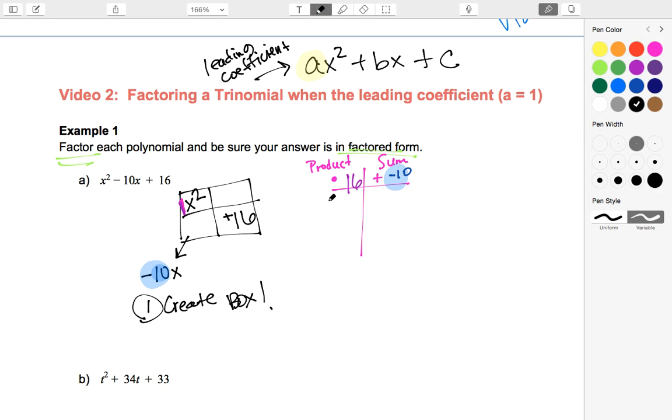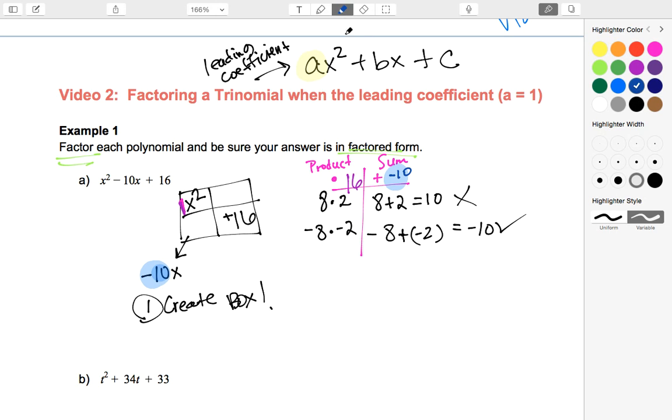So I have, let's see, 8 times 2. I know that gives me 16, so what is 8 plus 2? Well, that gives me positive 10, so that doesn't work. Well, what about negative 8 times negative 2? That gives me positive 16. So then if I add negative 8 and negative 2, that does give me negative 10, so that works.